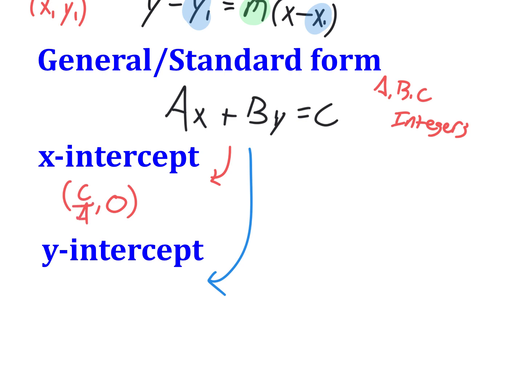The y-intercept is going to be very similar, but the x value for any y-intercept is always 0. So if I plug in 0 for x, this term cancels away. I'd have the equation by equals c. So the y-intercept is c divided by b.